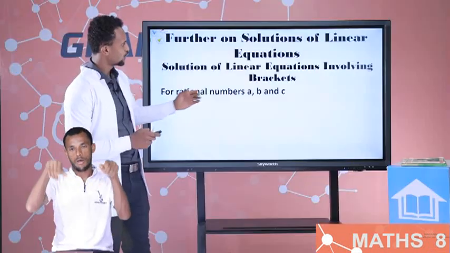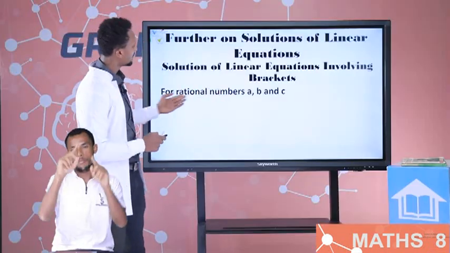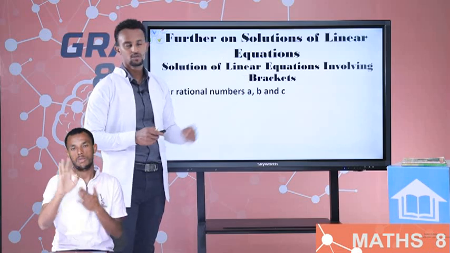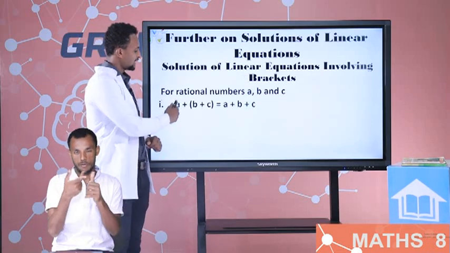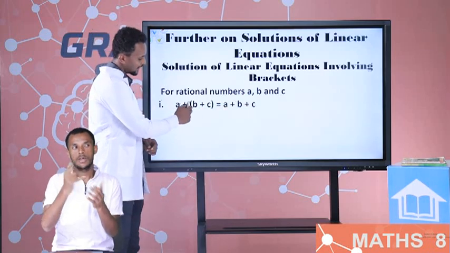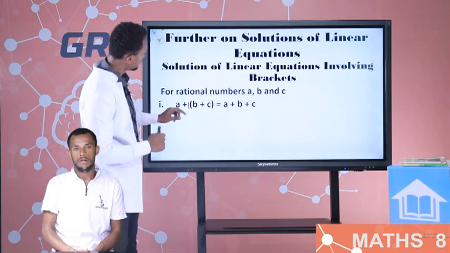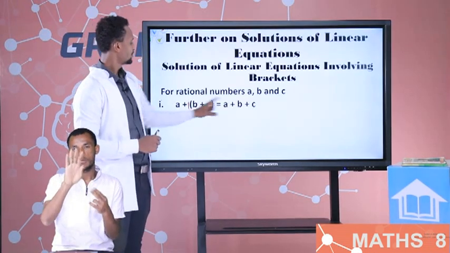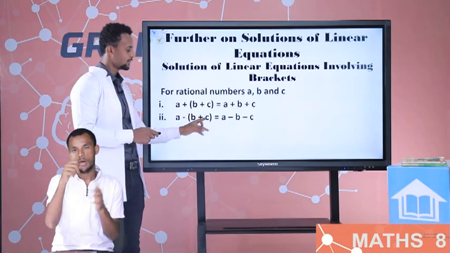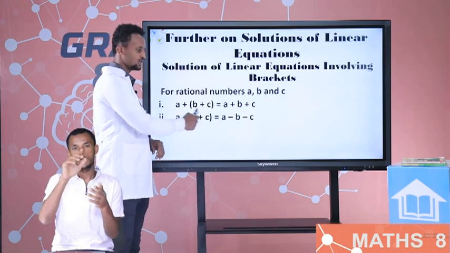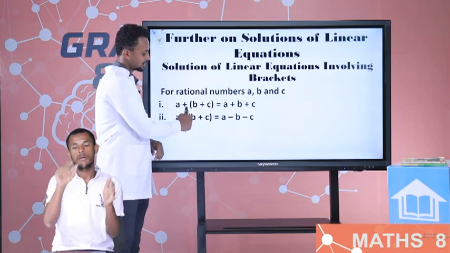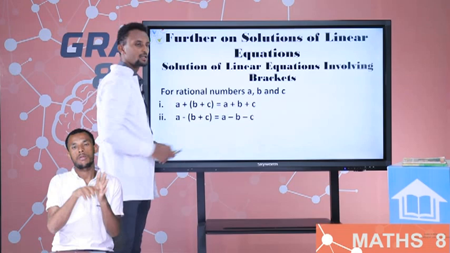To remove this bracket, we have rational numbers a, b, c, and d. Take any rational numbers a, b, and c. In the first one, a times (b plus c) is equal to a times b plus a times c, which means this a is multiplied by 1 times b and 1 times c. And the second one, a minus (b plus c). This minus multiplies both b and c, so this minus is distributed into b and c. Therefore, minus a, minus b, minus c.